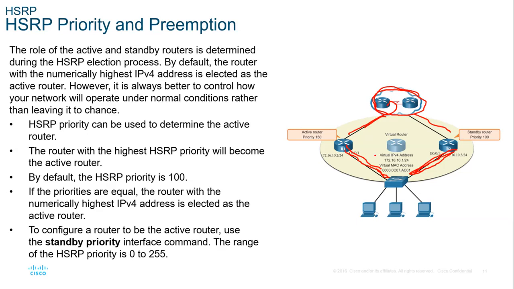To cut the story short, the role of active router and standby router is decided during the HSRP election process. By default, the router with the numerically highest IPv4 address is elected as the active router. Among these, when you look at this, it is 172.16.10.2, and on this side it's 10.3. So ideally, this is the active router by default.